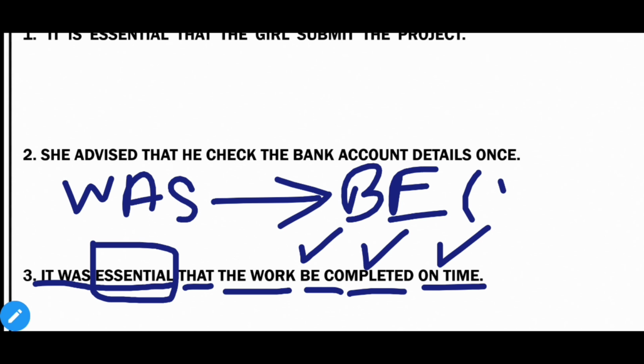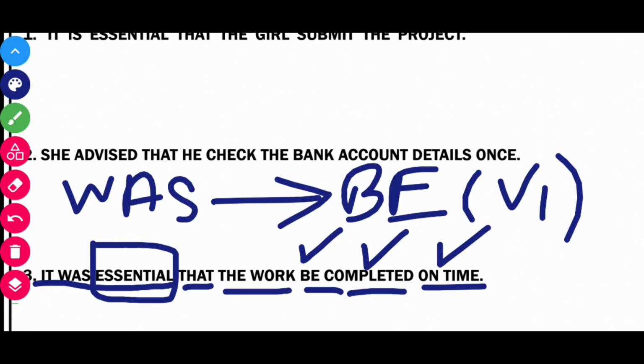which is V1 form, as we know. That's why we have written be. Then in its original form we used to write completed after was, so we shall write here also completed, then as it is, on time. So this is the main thing we should know in this kind of sentence. That's why it's quite different from other sentences. That is why we should use be completed instead of was completed, because this is part of subjunctive mood. So this is the thing we need to understand.